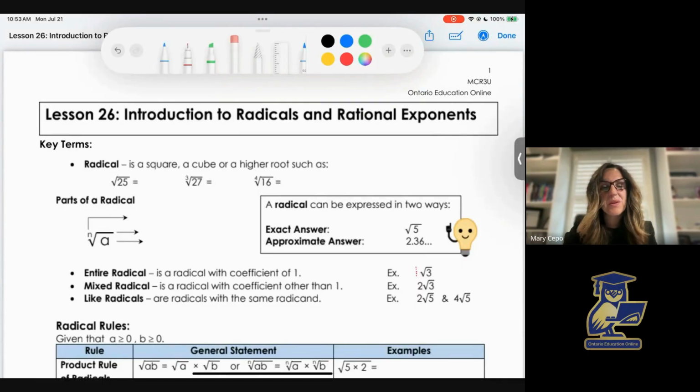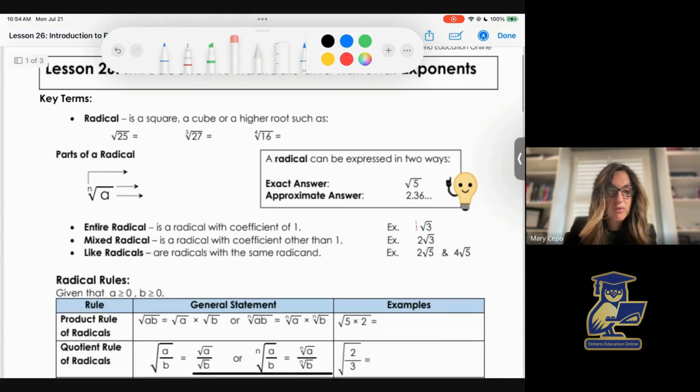In this lesson, we will explore the concept of radicals and rational expressions and how to convert between radicals and exponential form. Now, with that in mind, let's look at what a radical is. A radical is a square, a cube, or a higher root, such as the square root of 25. We've seen that many times over, but what we didn't realize is that in that radical sign, there's actually a number 2 up front.